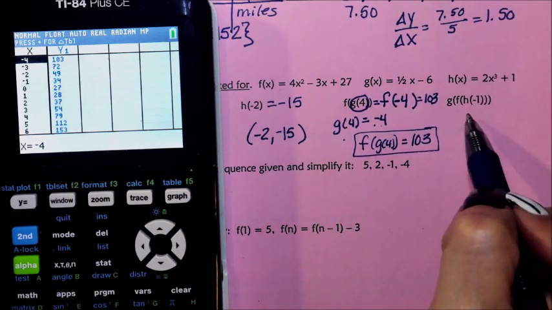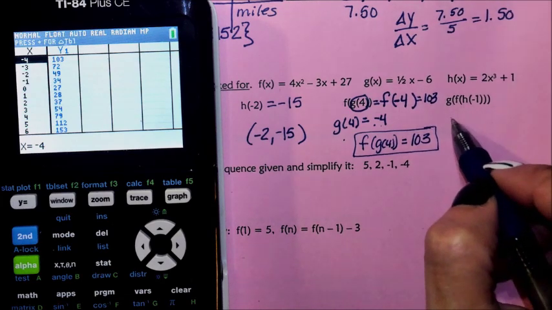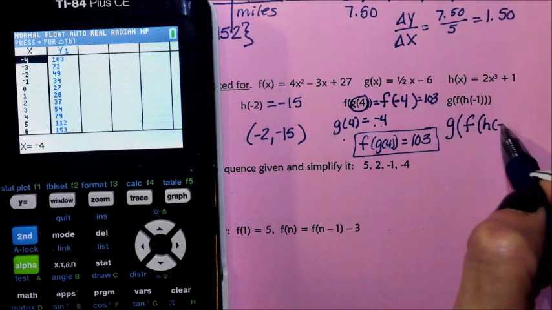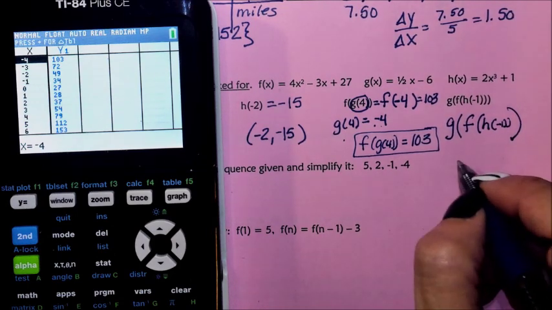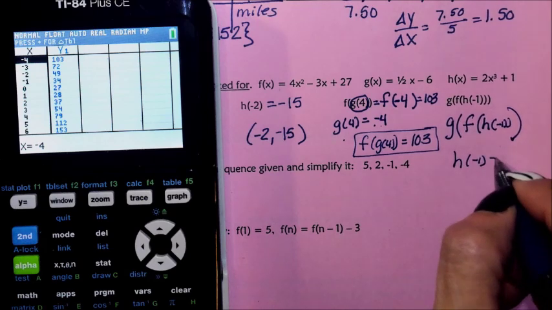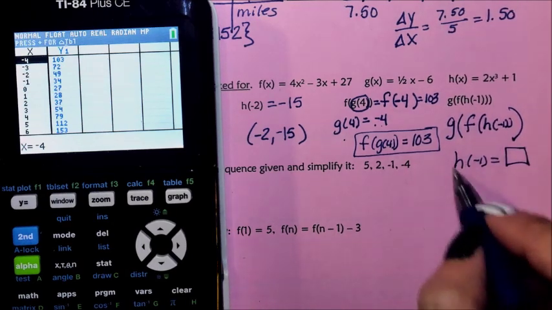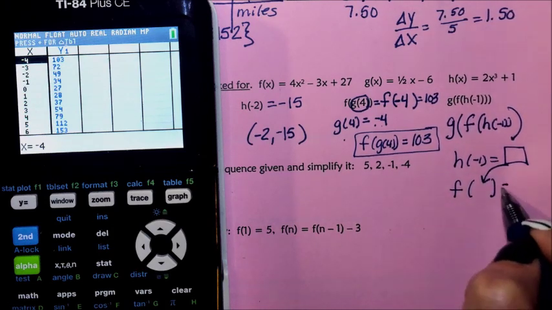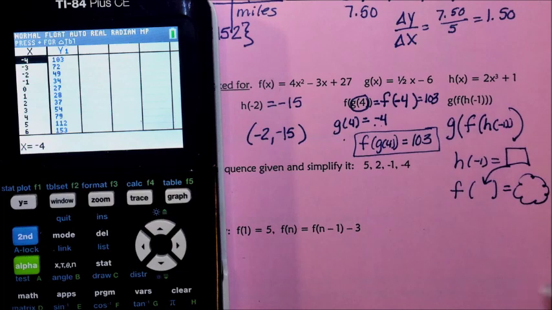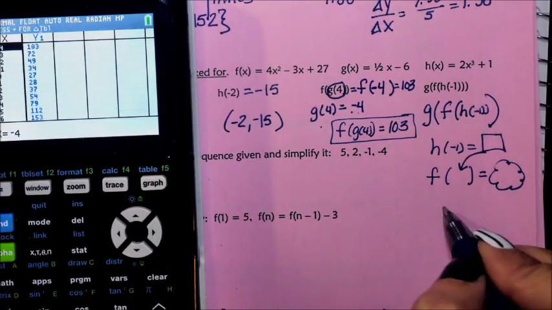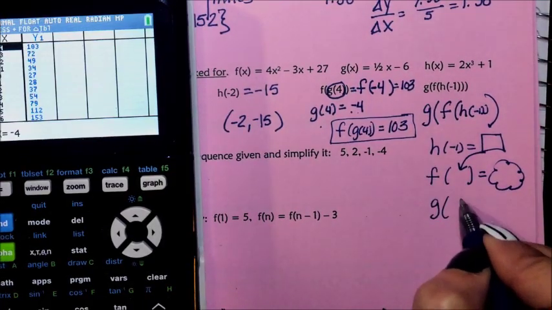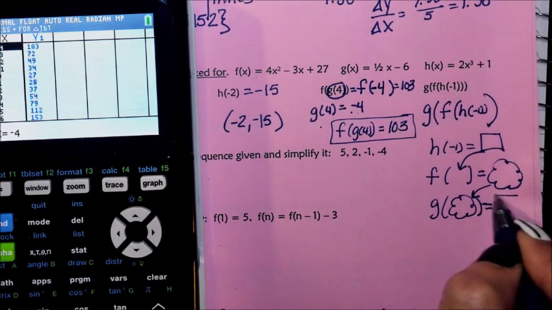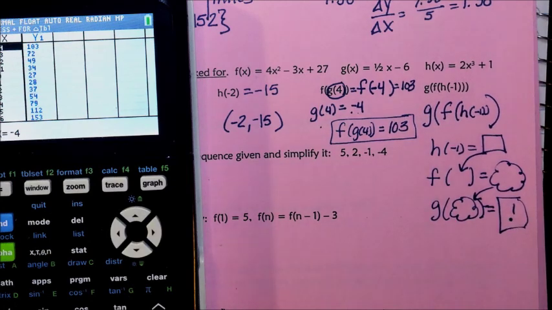All right, I'm going to let you do this one. I'm going to walk you through it. G of f of h of negative 1. So you're going to find h of negative 1, and you're going to get an answer. When you get that answer, you're going to find f of that answer. And that's going to give you another answer. And when you get that answer, you're going to do g of that answer. And that'll give you your final answer.